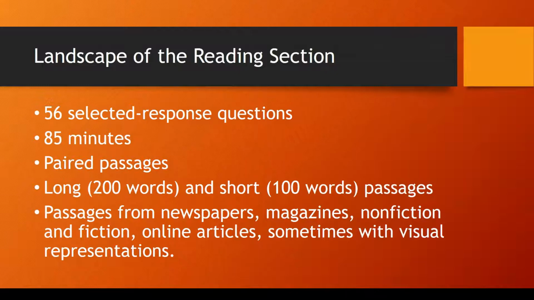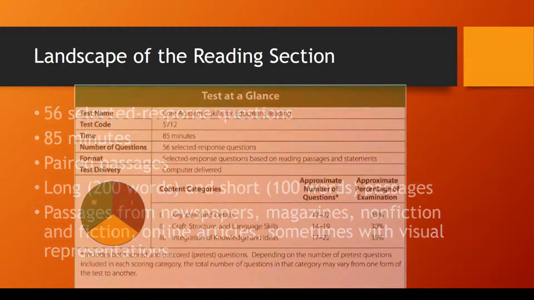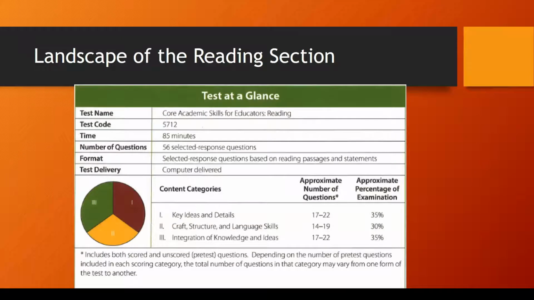There are 56 selected response questions spanning 85 minutes. Paired passages totaling about 200 words are followed by 4 to 7 questions. Long passages are also followed by 4 to 7 questions, and short passages by 2 or 3. Finally, there are brief statements followed by a single question. The content is broken up into 3 categories.